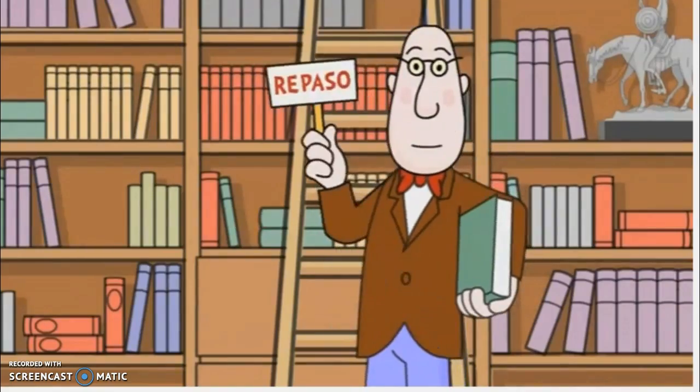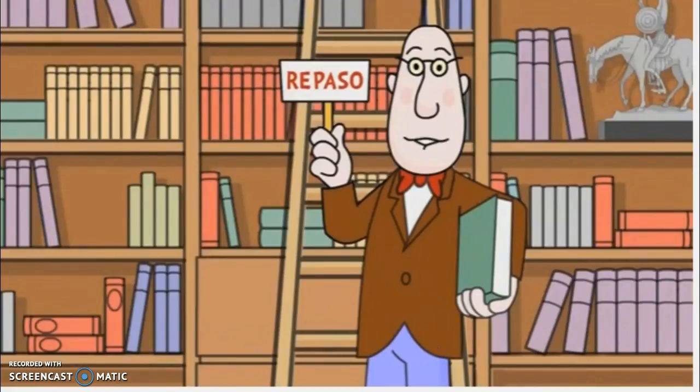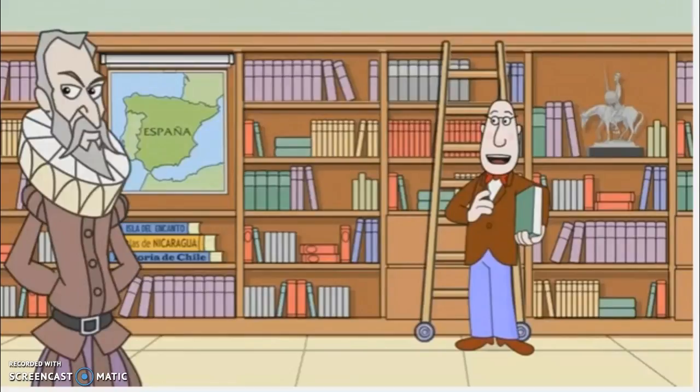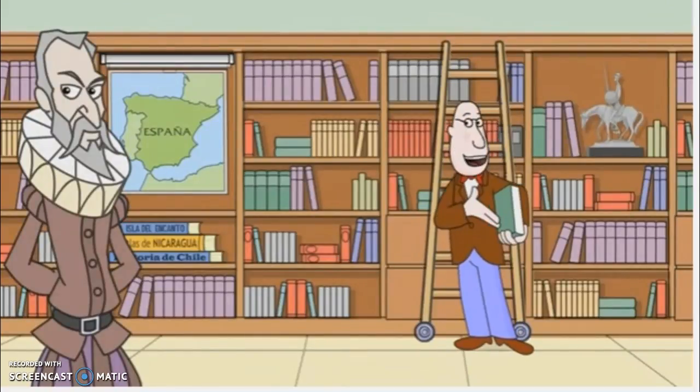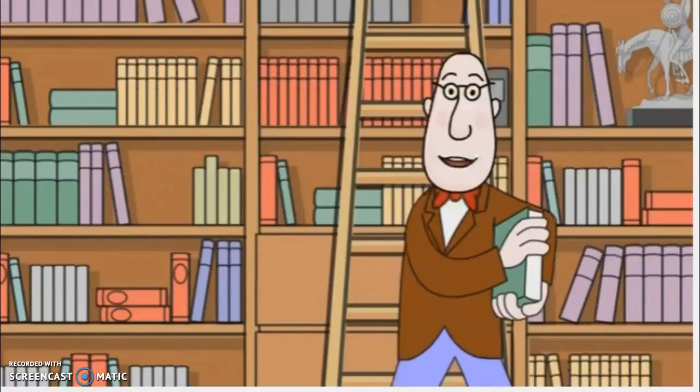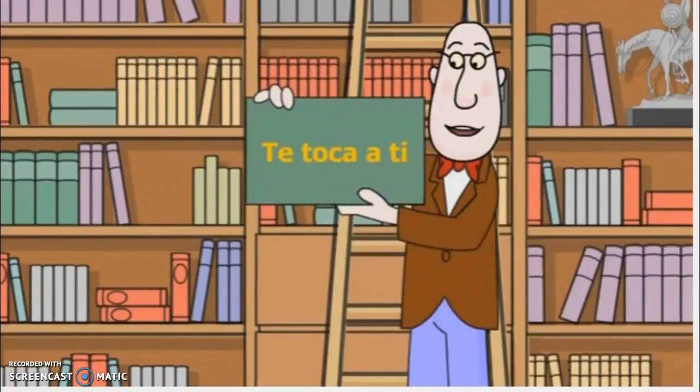So let's recap. You learned the demonstrative adjectives and pronouns. You learned how to use demonstratives to talk about this, that, and that one over there. Ese hombre es Miguel de Cervantes. Y esa estatua es de Don Quijote, la creación de Cervantes. Te toca a ti. Here's one last check to make sure you understand.